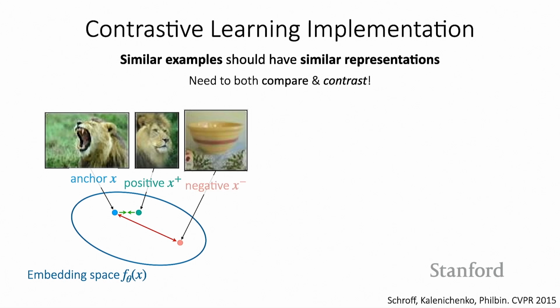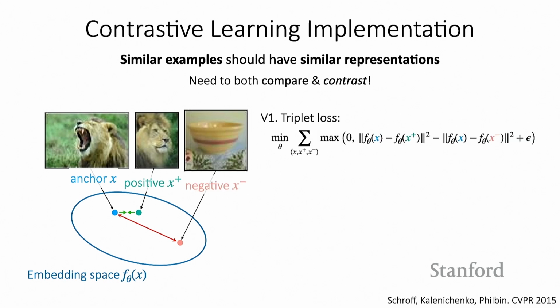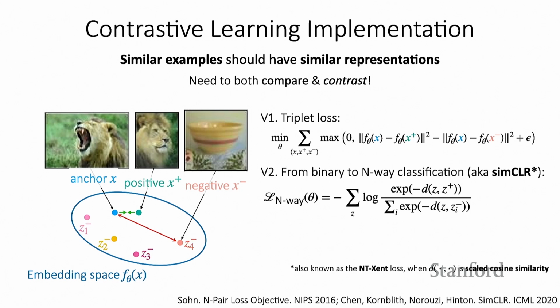And the most straightforward implementation of this is the triplet loss. So here we have a triplet because we have our anchor example, and then we have a positive example, which we say is the similar one, and then the negative example, which is different. We push together the similar ones, and we pull apart the negative ones. And then you can generalize this to have more than one negative. So this is an n-way classification loss, which is used in the SimCLR paper that you might remember, which is also known as the NT-Xent, or normalized temperature-scaled cross entropy loss, which is really an awesome name.